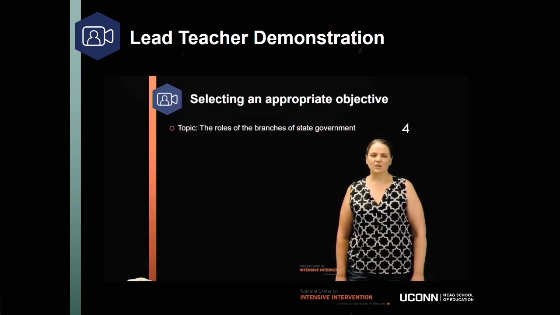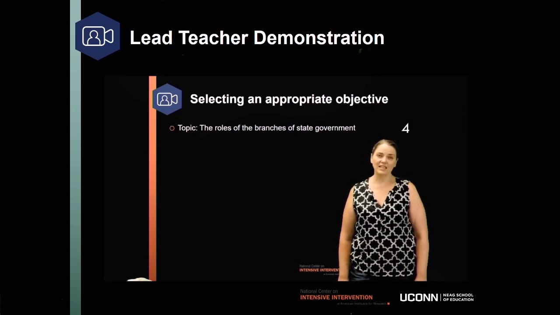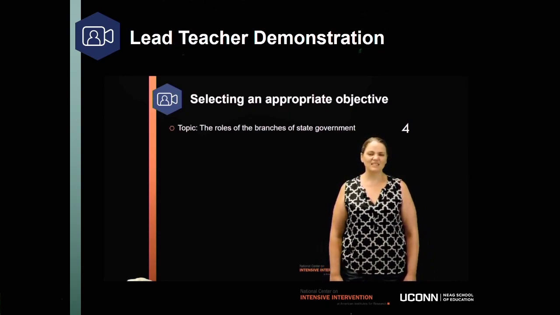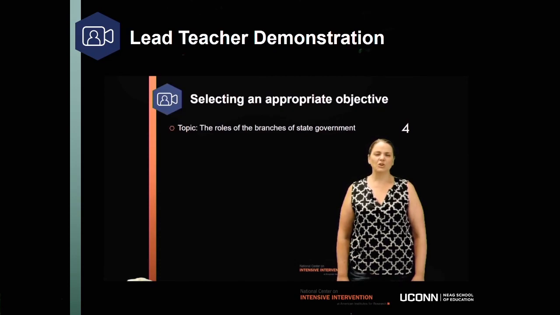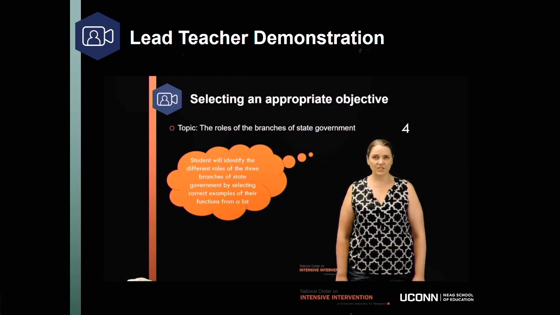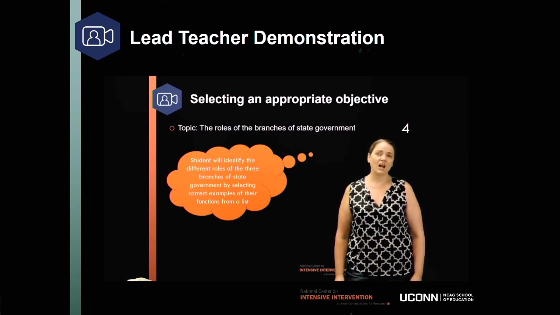So I need to design a lesson where they show their understanding of the roles, and I need to think through what kind of an assessment I'm going to use so that they can show that they've learned these things. I think that I'll just have them identify or match the roles with a description on a list. So my objective would be, students will be able to identify the different roles of the 3 branches of state government by selecting correct examples of their functions from a list. When I plan the activities to go with this objective, though, I need to make sure that they're still engaging. They can be fun, but I need to make sure that the students are still cognitively processing the content that we've learned.